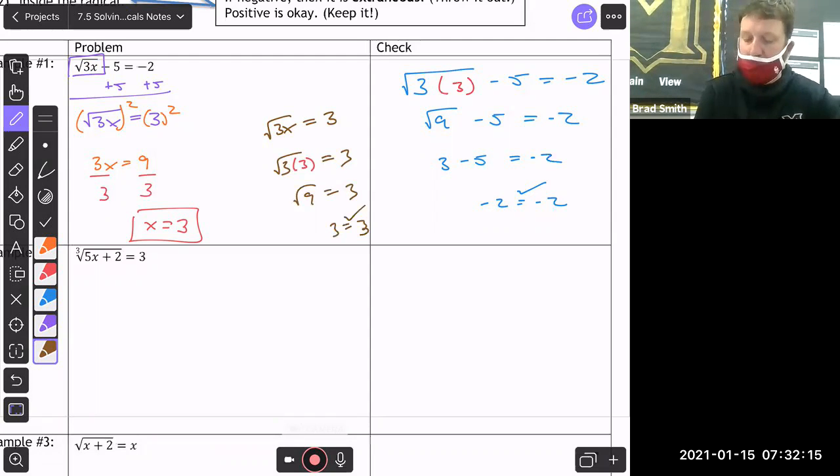The only place, if you don't plug it into the original, is to plug it in before you square both sides or before you cube both sides. That's the spot.